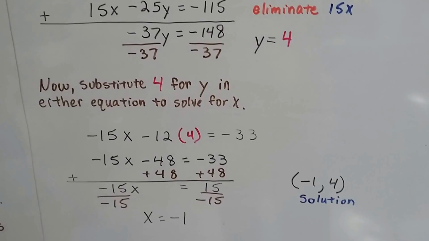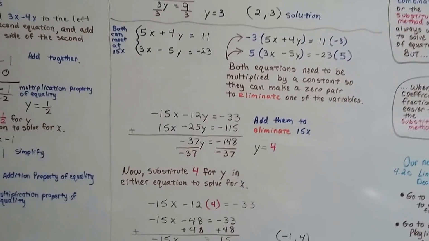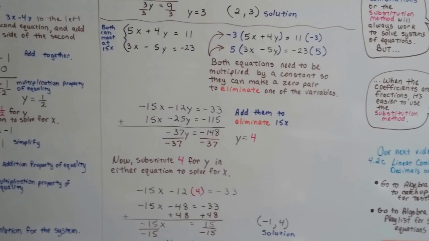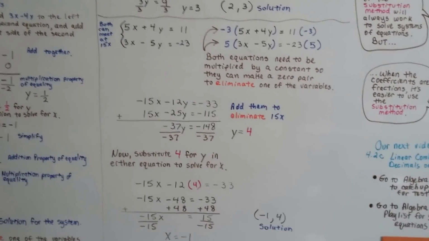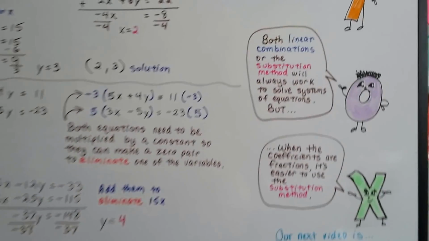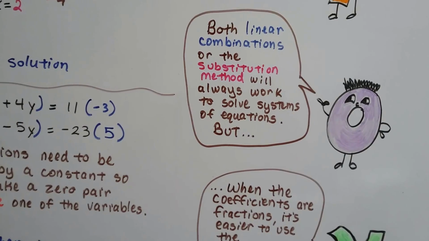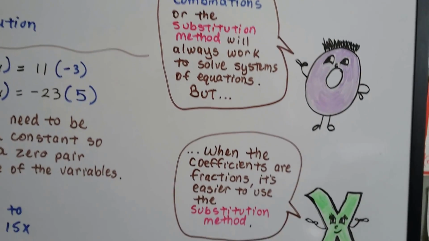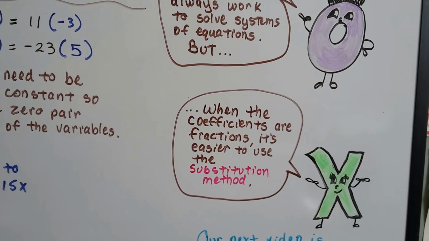See? It's not difficult. It's just long and drawn out, isn't it? So it's not that big of a deal if you just slowly take it step by step. And if you can't see a 0 pair, create a 0 pair, all right? Now, both linear combinations and the substitution method will always work to solve systems of equations, but when the coefficients are fractions, it's easier to use the substitution method.